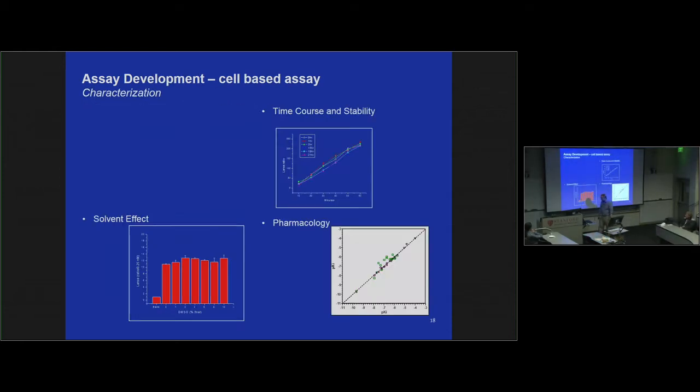All right. Can't do all the same things with a cell assay that you can do with a purified protein assay, but you can still look at stability over time. You have the compounds, you can look at the pharmacology, and you absolutely should look at the DMSO sensitivity. Cells typically don't like more than a few percent DMSO, if that.